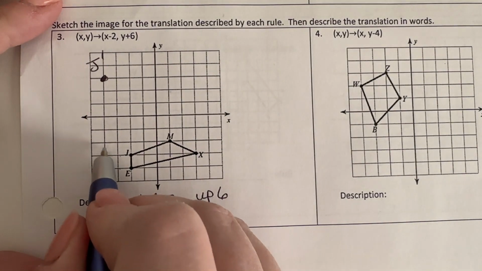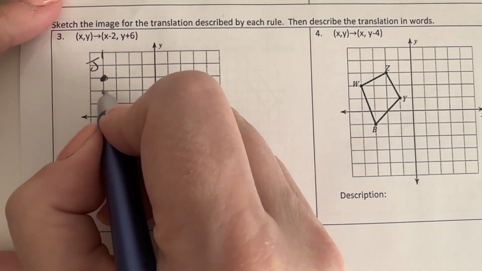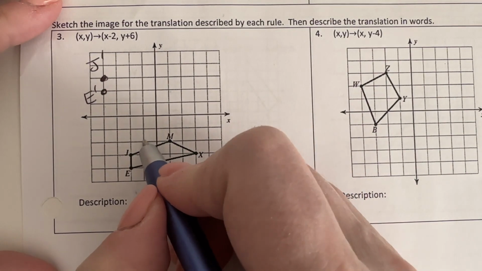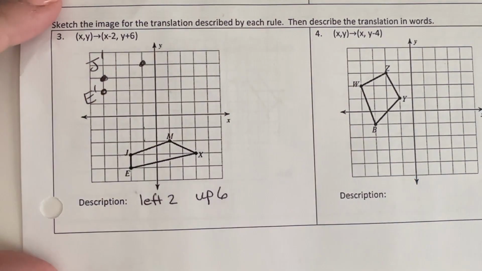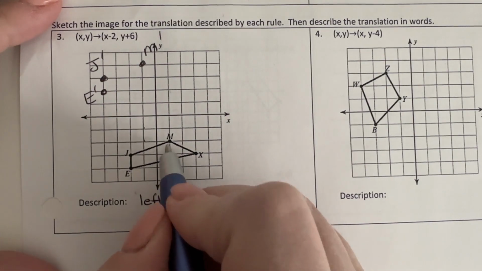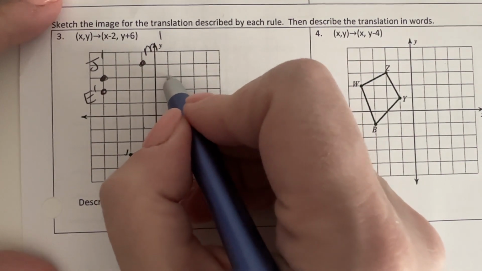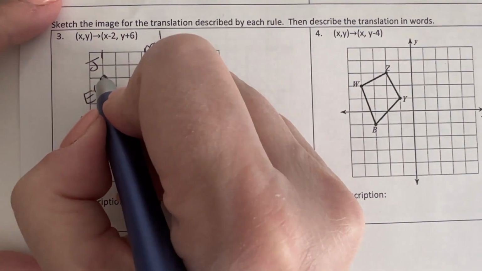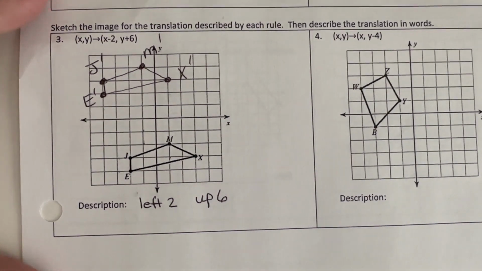1, 2 left, 1, 2, 3, 4, 5, 6 up. That's going to be my E prime. Same again: there's my M prime. And again, and I'm going to come over here, and that is my X prime. Please don't forget to redraw your shape. Your shape should be the same shape and size because it is an isometry.